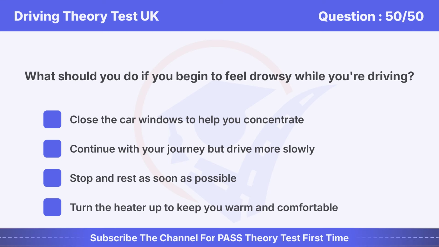Question 50. What should you do if you begin to feel drowsy while you're driving? Option A. Close the car windows to help you concentrate. B. Continue with your journey but drive more slowly. C. Stop and rest as soon as possible. D. Turn the heater up to keep you warm and comfortable.